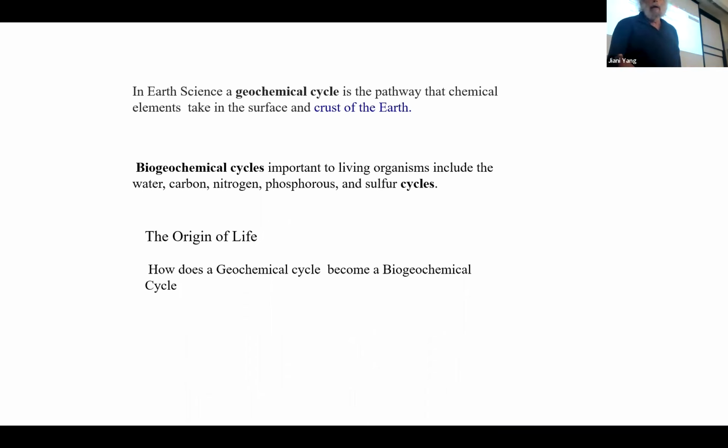In Earth science, a geochemical cycle is the pathway of chemical elements through the surface of the Earth. A biogeochemical cycle is important for living organisms, and includes the water, calcium, carbon, nitrogen, phosphorus, and sulfur cycles. The origin of life is: how does a geochemical cycle become a biogeochemical cycle?